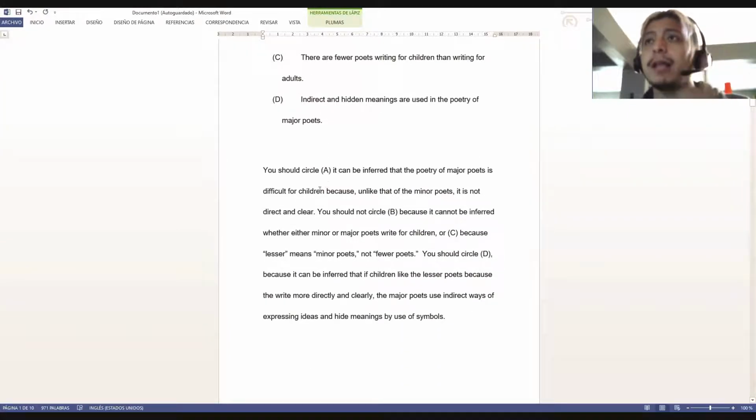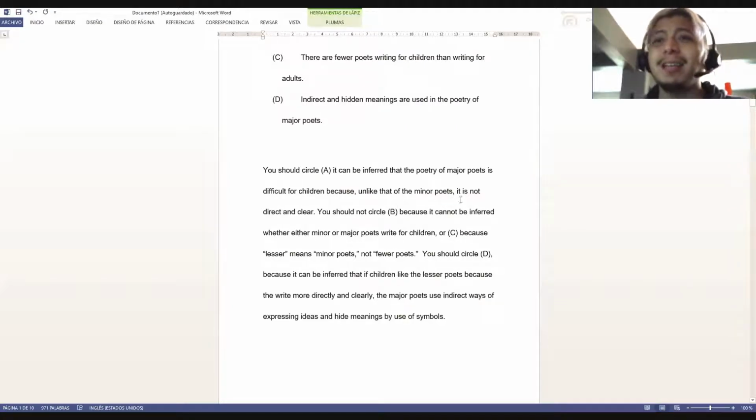We were correct, A. It can be inferred that the poetry of major poets is difficult for children because, unlike the minor poets, you have major and minor poets, okay? But they are different. Unlike the minor poets, it is not direct and clear. So you can say that children have difficulty reading major poets because they do not write directly and clearly, okay? You shouldn't circle B because it cannot be inferred whether minor poets or major poets write for children.